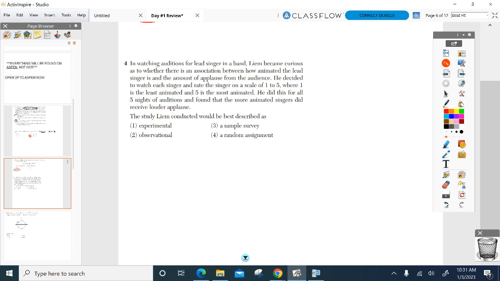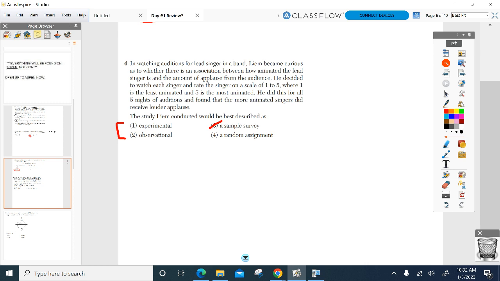Okay, go ahead, read through 4. We had a little issue with this on our stats test, which I'll get back eventually. All right, well, he's definitely not doing a survey, right? Liam's not doing a survey, so that can get out there. Here's what we had the issue with on the test: the difference between these two, experimental and observational, right?